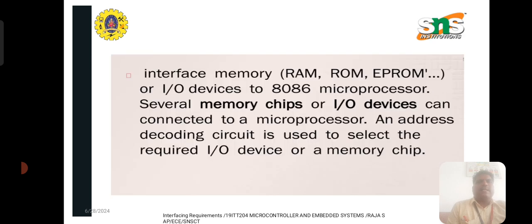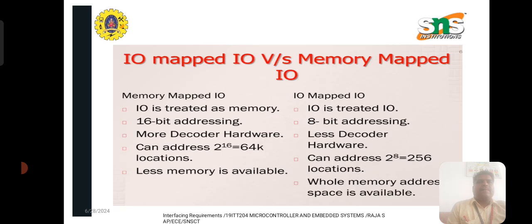Interface memory, that is RAM, ROM, EEPROM, and input-output devices to the 8086 microprocessor. Several memory chips or output devices can be connected to a microprocessor. An address decoding circuit is used to select the required input-output device or memory chip. Input-output versus memory mapped input-output, that is the difference.